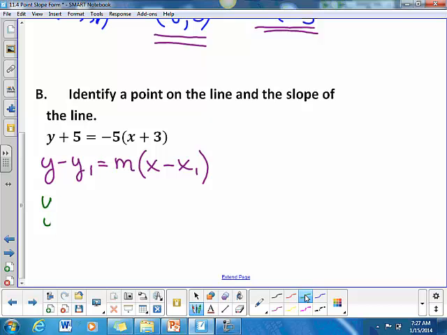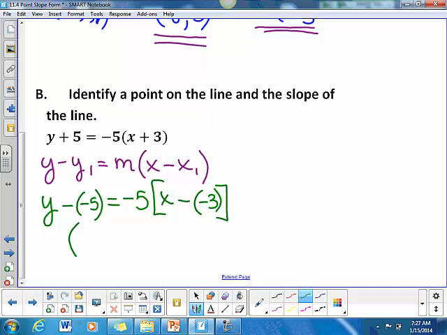So I'm going to write y minus a negative 5 equals negative 5 times the quantity x minus a negative 3. Now I have this point-slope form equation in the same exact form as the model, y minus y1 equals slope times the quantity x minus x1, okay?